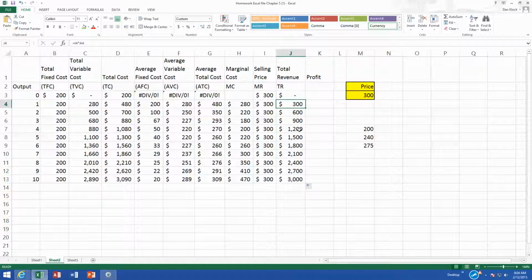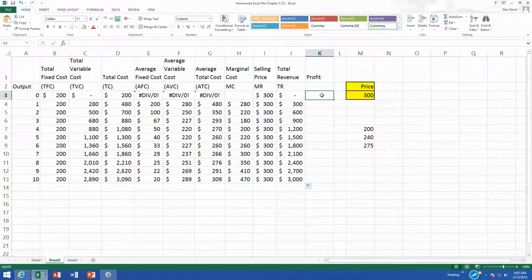And then here's where economics comes in. Total revenue is going up and up and up. Should I produce 10? No, that would not be a good idea, because that wouldn't be profit maximization. Your total revenue would be maximized, but not the profit, because we have to fill in one more key column, right? What's my profit?